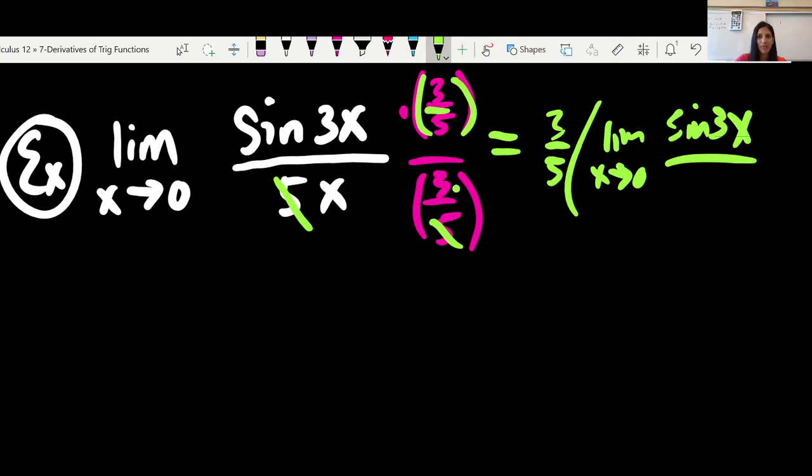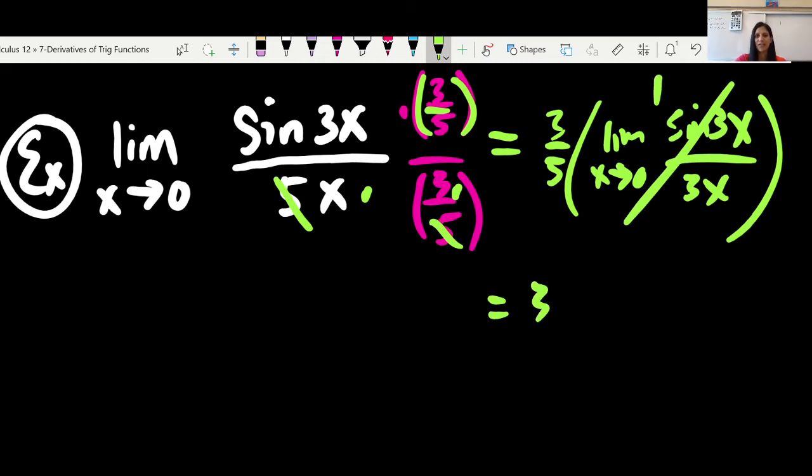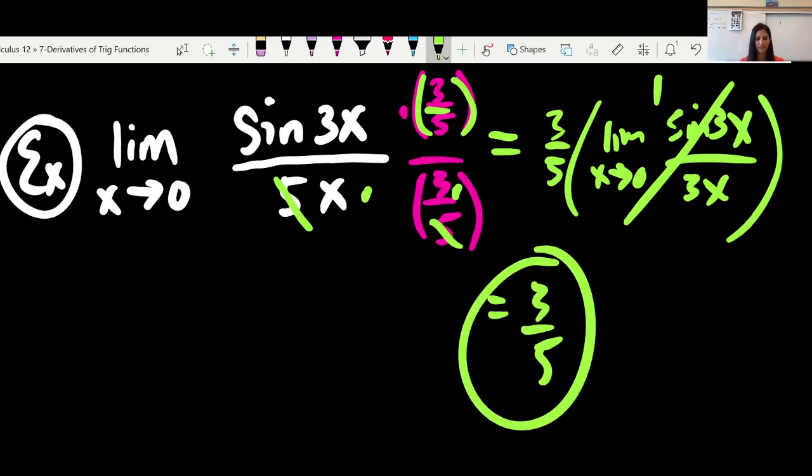And then now at the bottom, I also have a 3x. So I know that this whole thing is just equal to 1. So my answer after all that is just 3 over 5.